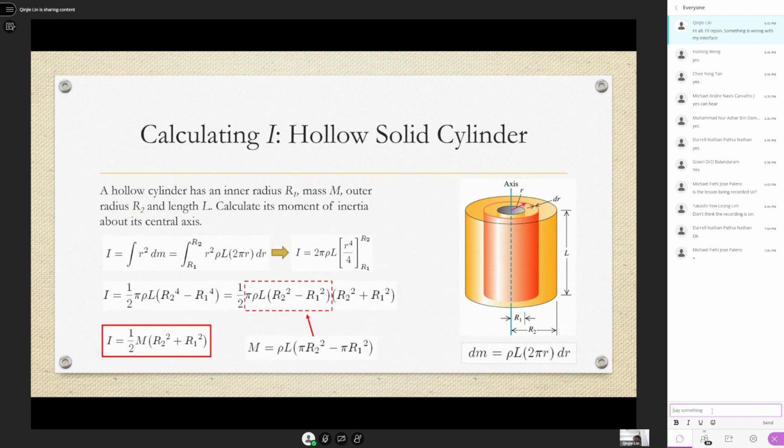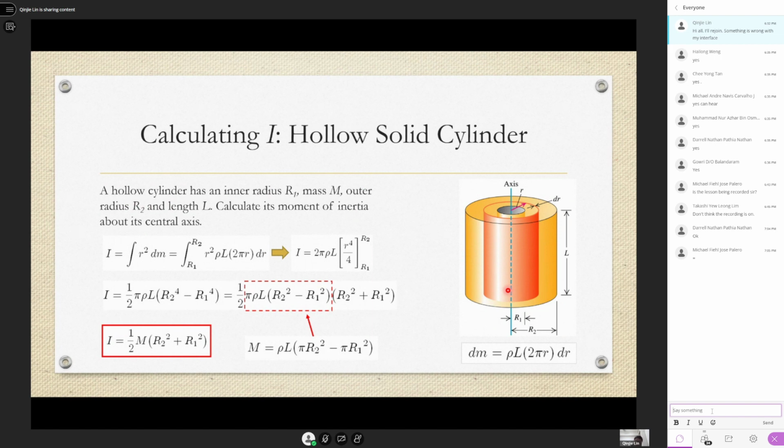Then we continue the same method for other shapes. So now we are doing a cylinder. A hollow cylinder has inner radius R1, so imagine there's a hole inside. From the middle to where the hole ends is R1. And from the middle to the furthest point of the cylinder is R2. And this whole length, we call it L. Then we want to work out the moment of inertia of this cylinder.